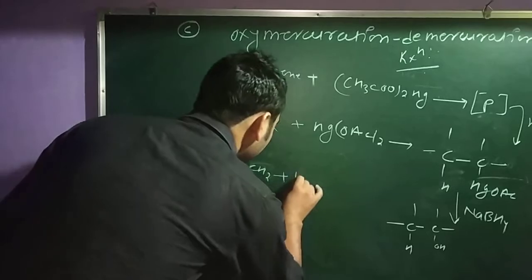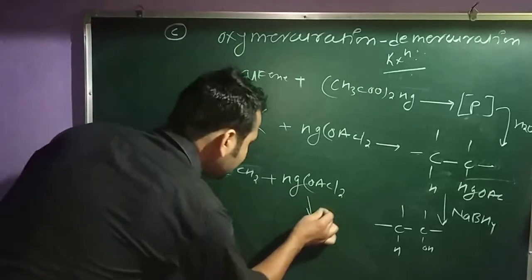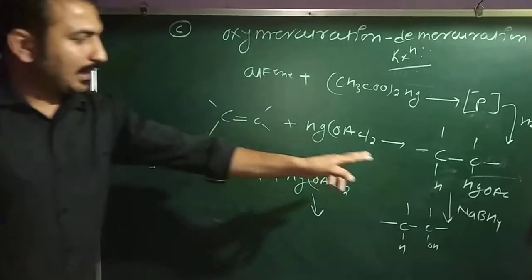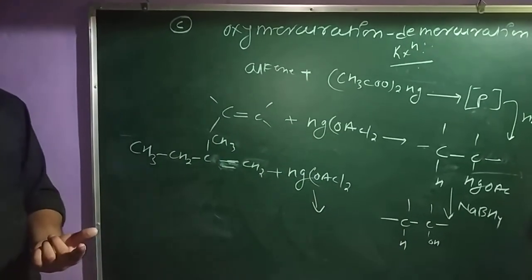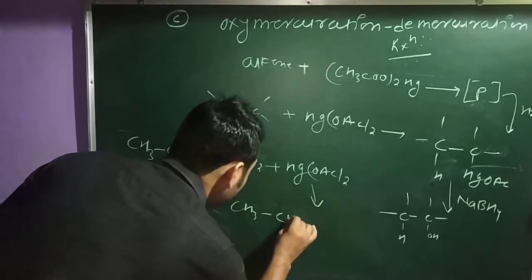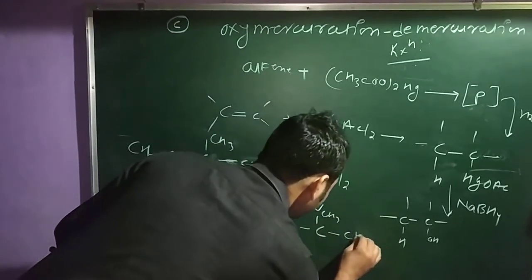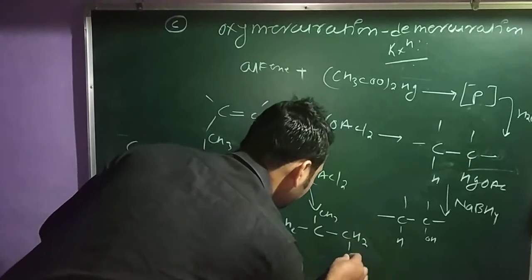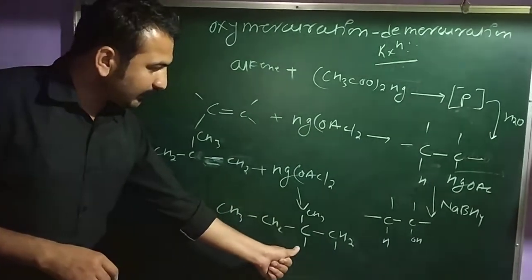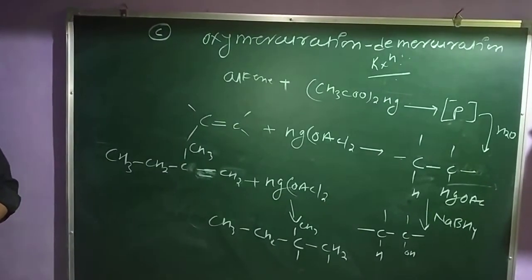You are treating here with the mercuric acetate Hg(OAc) whole twice. So what we are seeing here is that one H is attached here and one HgOAc is attached to another carbon. Clear? So C is here, the CH3, this CH2 you have, this C, CH3, CH2, this one. Clear? Now one H has to be attached and one HgOAc has to be attached. Clear?